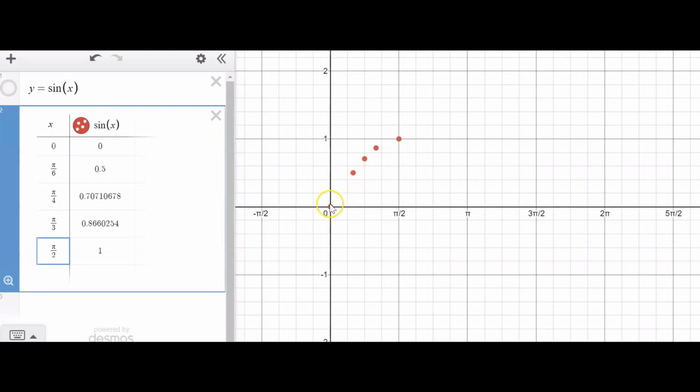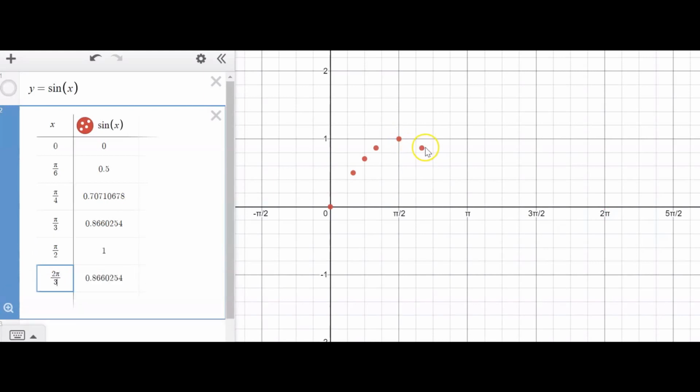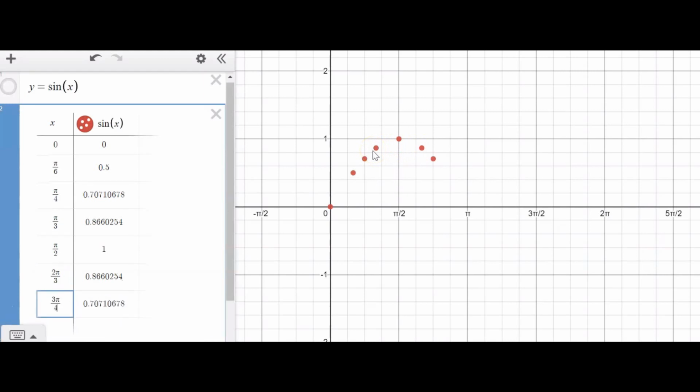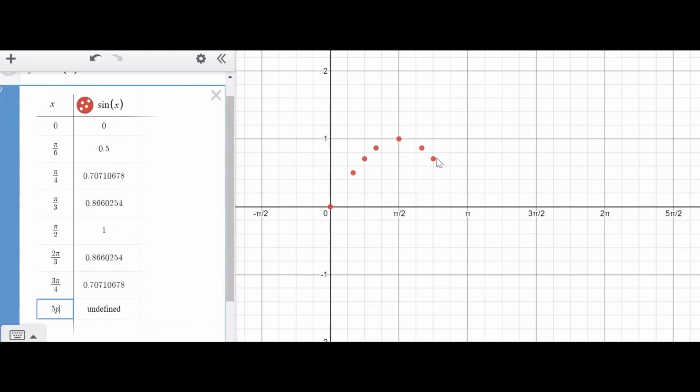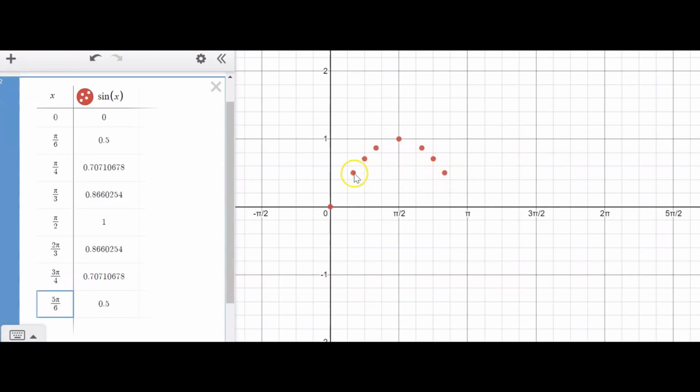So we've gone from 0 up to 1/2, square root of 2 over 2, square root of 3 over 2, and then 1. Now we know that from there we're going to move on to 2 pi over 3, which is also going to be square root of 3 over 2, which is over here. So look, it's at the same height as the other square root of 3 over 2. And we know the next one is going to be at 3 pi over 4, which has a height of square root of 2 over 2, the same height as this one over here. And then we're going to have 5 pi over 6, which is 1/2, at the same height as this 1/2 over here. You can see these are at the same height.